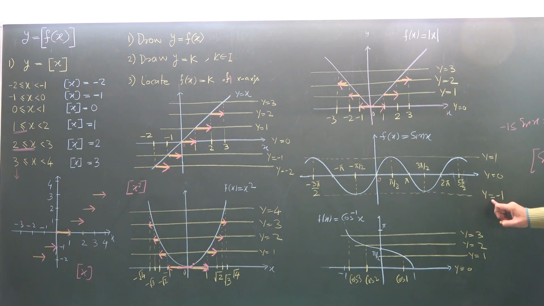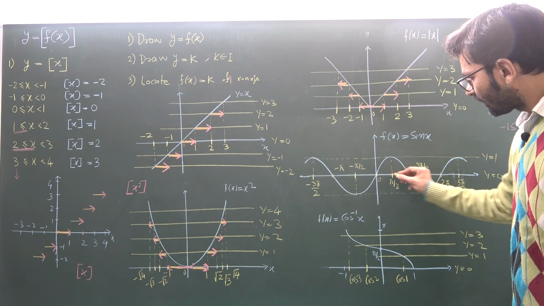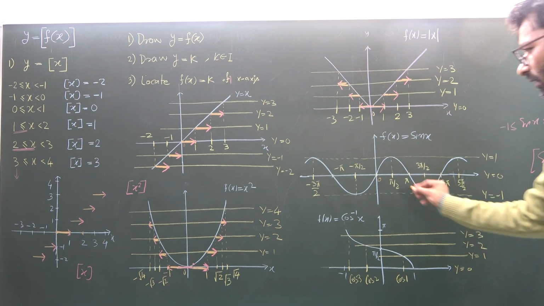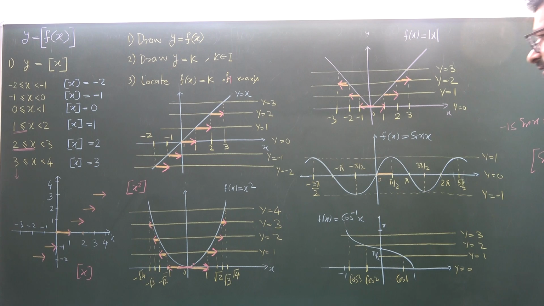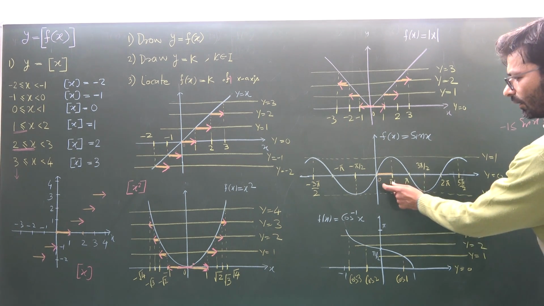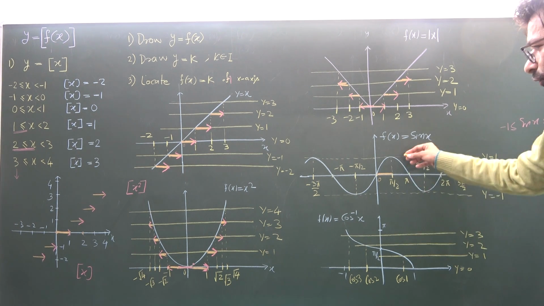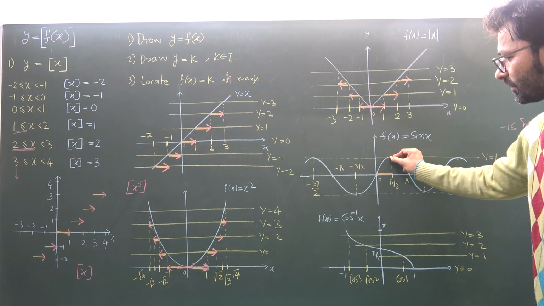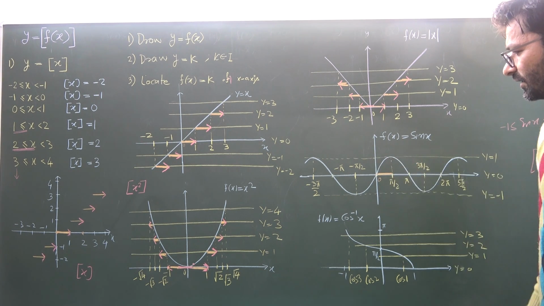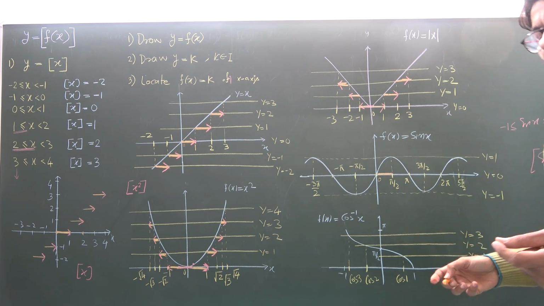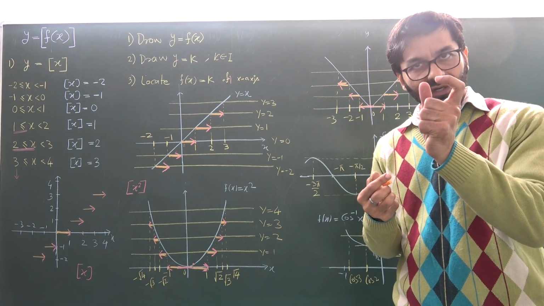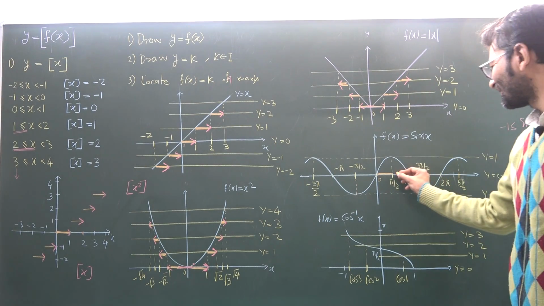Point of intersection with minus 1, 0 and 1. Between 0 to pi by 2, the graph is increasing between 0 to 1, but we need to choose the lower value. Between 0 to pi by 2, the greatest integer is 0. Likewise, from pi by 2 to pi, even if the graph is increasing, the greatest integer is 0. And the graph is decreasing from 1 to 0, we need to calculate the least integer, the smaller value.